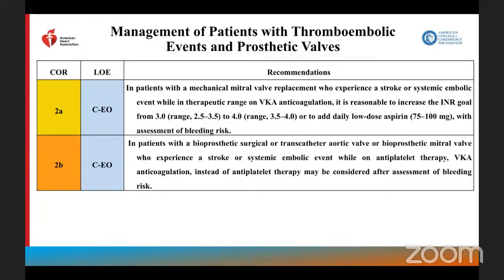But for patients with mechanical MVR who experience a stroke or systemic embolic event while in therapeutic range of vitamin K antagonist anticoagulation, it's reasonable to increase the INR goal from 3 to 4, ranging from 3.5 to 4, or to add a daily low-dose aspirin with assessment of bleeding risk, as a class 2A. And in patients with a bioprosthetic surgical or transcatheter aortic valve or bioprosthetic mitral valve who experience a stroke or systemic embolic event while on antiplatelet therapy, vitamin K antagonist anticoagulation instead of antiplatelet therapy may be considered after assessment of bleeding risk, as a class 2B.